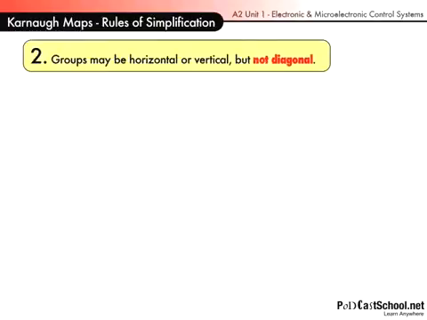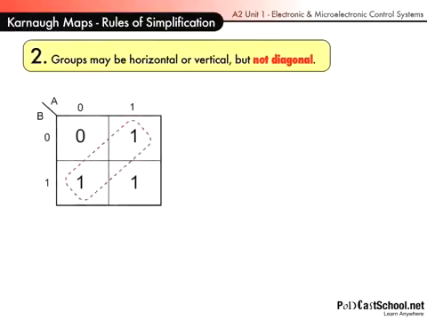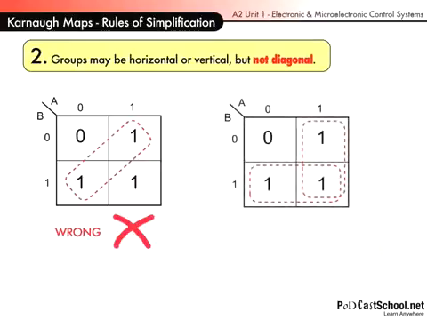Rule number 2 is that you cannot group diagonal lines, so that's obviously wrong. But what you can do is have two groupings, like an L in the mirror. So you can do that type of thing.